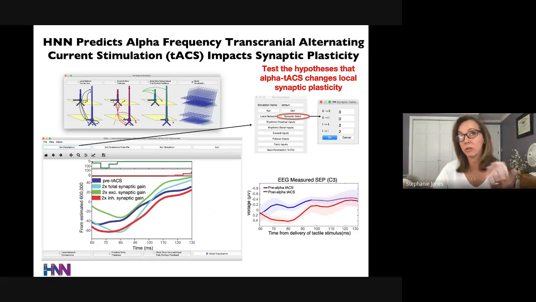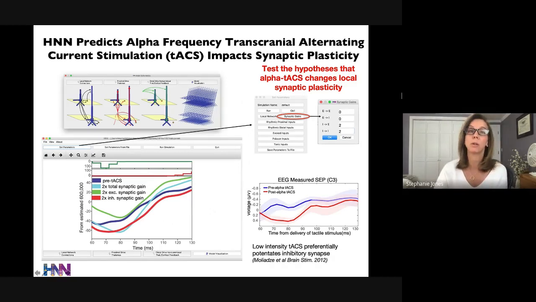And so we have this prediction from the model that what's happening with this tACS is that you're increasing the strength specifically of the inhibitory synapses. And it turned out this was consistent with an earlier study where they showed that if you use low intensity tACS, and again, we used 1 milliamp, that's very low intensity, it's preferentially potentiating inhibitory synapses. And this was a study they did in an animal model. I can't recall. I think it's in mice. I forget right now. But that was confirming or validating that the predictions that are coming out of HNN are supported by the literature.